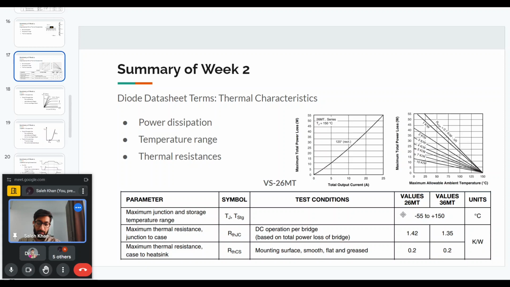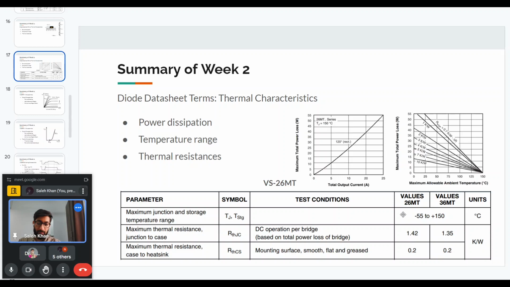One thing you have to do when you are doing the loss analysis: first, assume that the device is at room temperature. Then you find out the loss. At that point, you will get one value of RDS from the datasheet. But once you find the loss, then based on the thermal circuit, your temperature will increase. Then your RDS will also increase, and your loss will also increase.